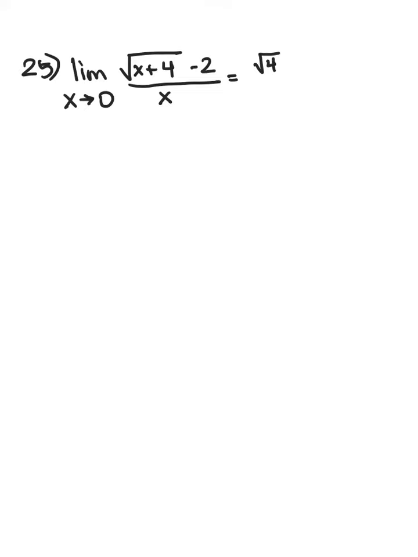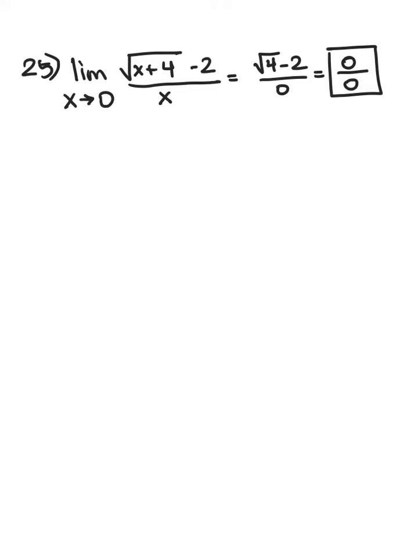Okay, 25, we have the limit as x approaches 0 of the square root of x plus 4 minus 2, all over x. So we're going to approach 0. Since it's a constant, the first step is to substitute 0 into the expression. I'm going to get the square root of 4 minus 2 all over 0, which ends up being 0 over 0. That's indeterminate form. So that means we need to do a little bit more work.